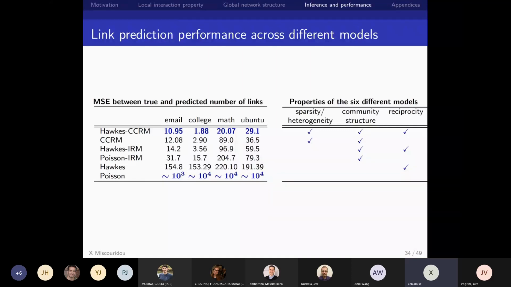And we would see that this model performs better, but of course it also captures more properties. So all these properties that I'm interested in, and I observe them in the social network scenarios, are all captured by the first model, whereas the rest are missing one or two, depending on the setup.